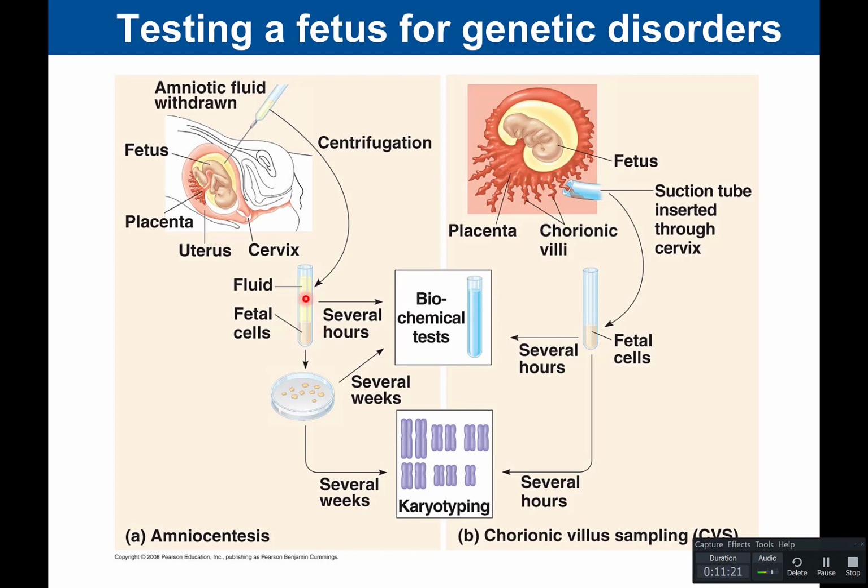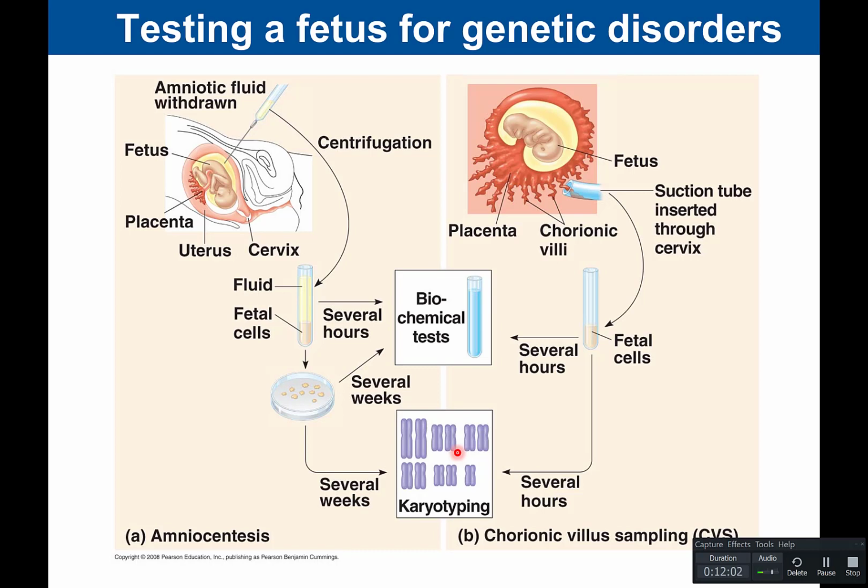And they can then take those fetal cells, they can run biochemical tests, they can culture the cells and do a karyotype. We talked about the karyotype in the meiosis chapter, right? Looking at chromosomes. So let's say they were looking to see if the fetus had Down syndrome, right? A karyotype would be useful because you're looking for an extra copy of chromosome 21. Now, for amniocentesis, this is typically done around approximately 16 weeks of pregnancy. So this is a little bit later on in pregnancy compared to CVS sampling.